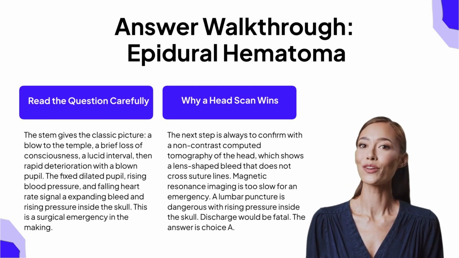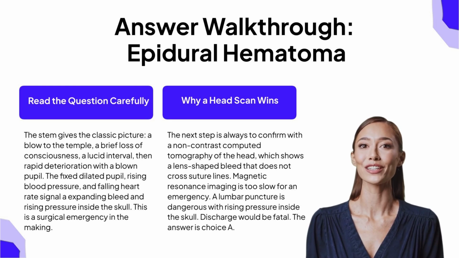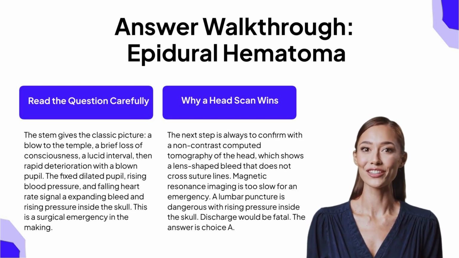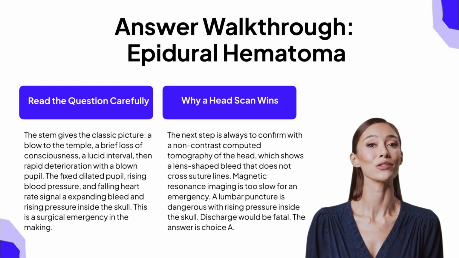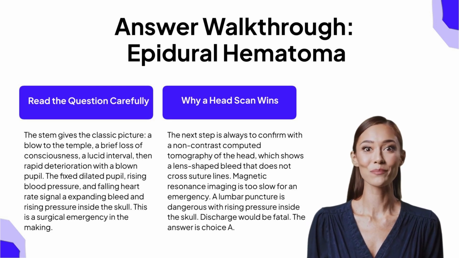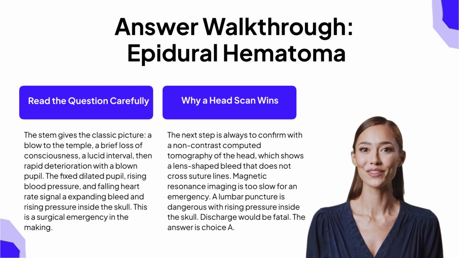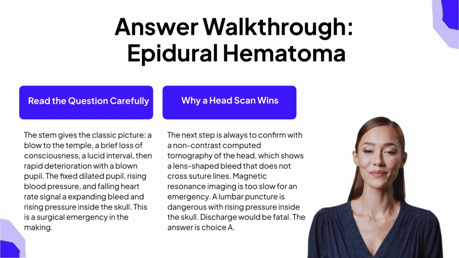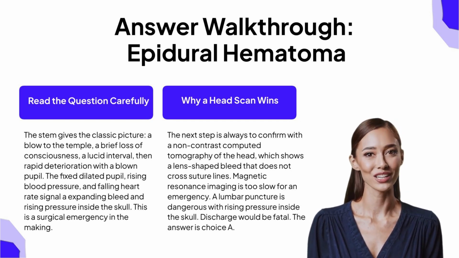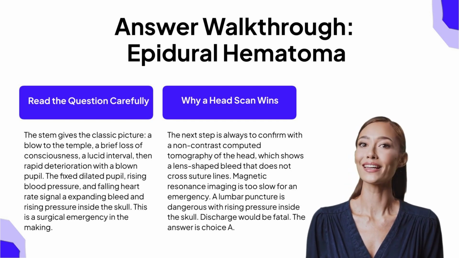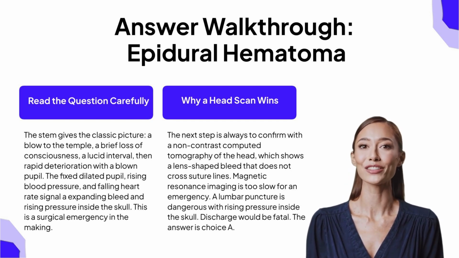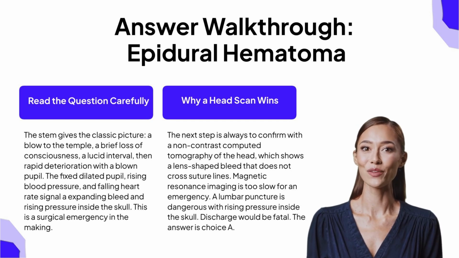First, read the question carefully. A blow to the temple, a brief loss of consciousness, a lucid interval where he felt normal, then rapid decline with a blown pupil is the textbook story of an epidural hematoma. The fixed, dilated pupil, the rising blood pressure, and the falling heart rate together tell you pressure inside the skull is climbing fast. Now, why does the head scan win?